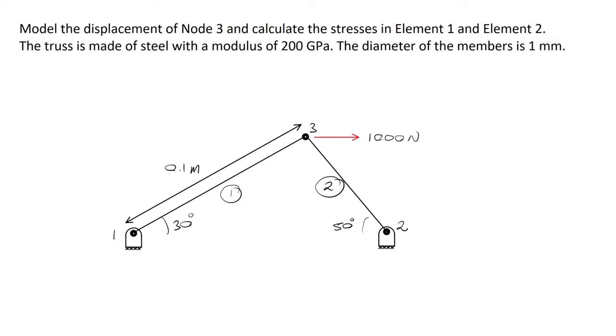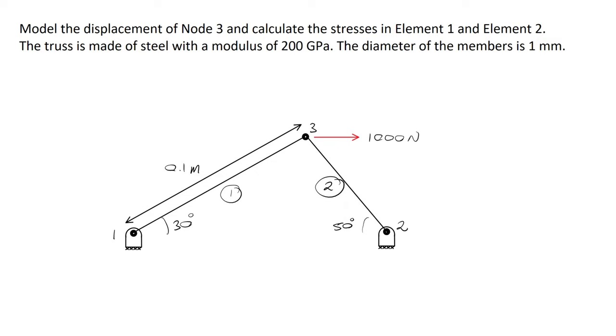In this problem, we've got an assemblage of two truss elements. We want to figure out the displacement of node 3 and the stresses in elements 1 and 2. So we've got two truss elements. Dimensions are as shown. We've got a 1,000 newton force acting to the right on node 3. We know it's steel with a modulus of 200 gigapascal, diameters of 1 millimeter.